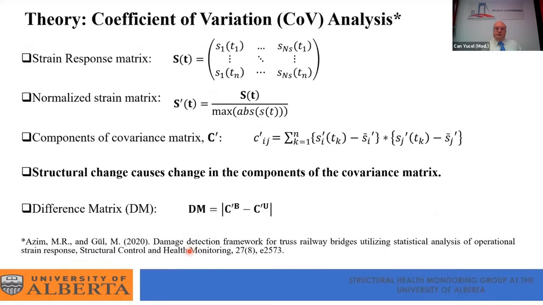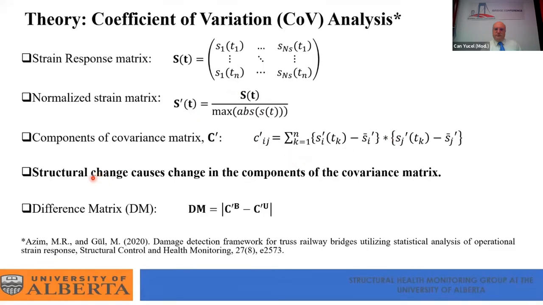The second theory, which I developed as part of my PhD, was analysis of coefficient of variation. We take the same strain response matrix, but this time we normalize the data with respect to the maximum strain value from that matrix. And from that normalized strain matrix, a coefficient of variation matrix is constructed, the components of which are computed using this equation.